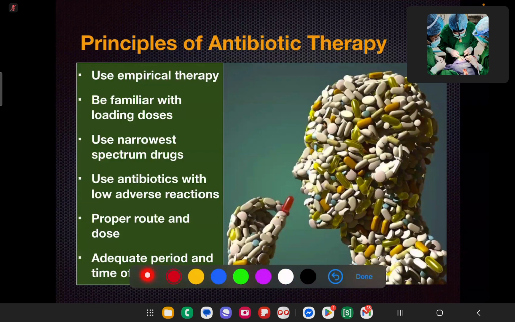So how do we manage such infections? First is use empirical therapy. When you say empirical, what is known to be effective? What is effective against anaerobes? What is effective against aerobes? And of course, you have to be familiar with loading doses. When you say loading dose, what is the initial dose and the therapeutic dose of that antibiotic to counteract the infection of the said bacteria?